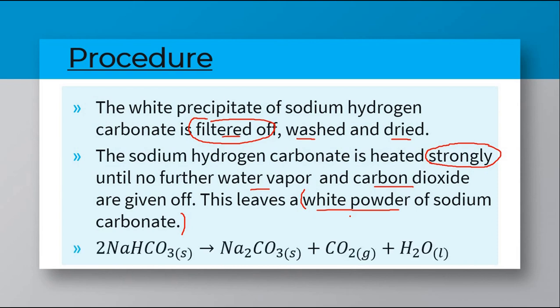Let's look at the equation. We are having sodium hydrogen carbonate, which we said is a white precipitate or a solid. On strong heating, we form sodium carbonate, carbon dioxide and water. Remember, I said these are produced whenever you heat a carbonate or a hydrogen carbonate. So this is our main product that we are interested in. From there we have prepared our sodium carbonate.